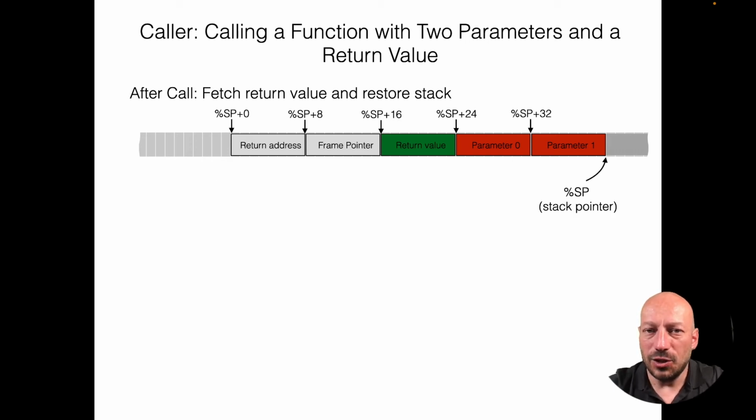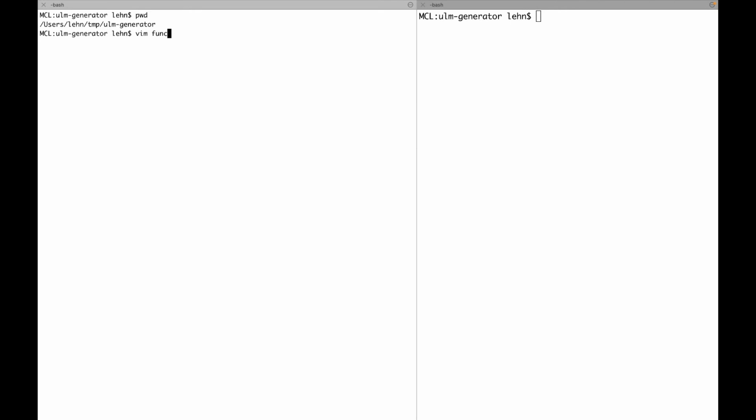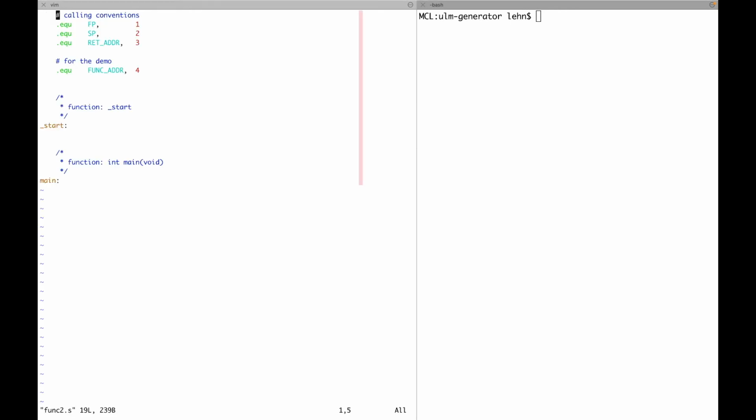Now I will actually show you in an example how to call a function before I actually show you how to implement the callee. And in this first example, this function will not have any parameters, but it will return a value. Like in the example for the proof of concept, the registers 1, 2, and 3 will have a special meaning in our calling conventions.